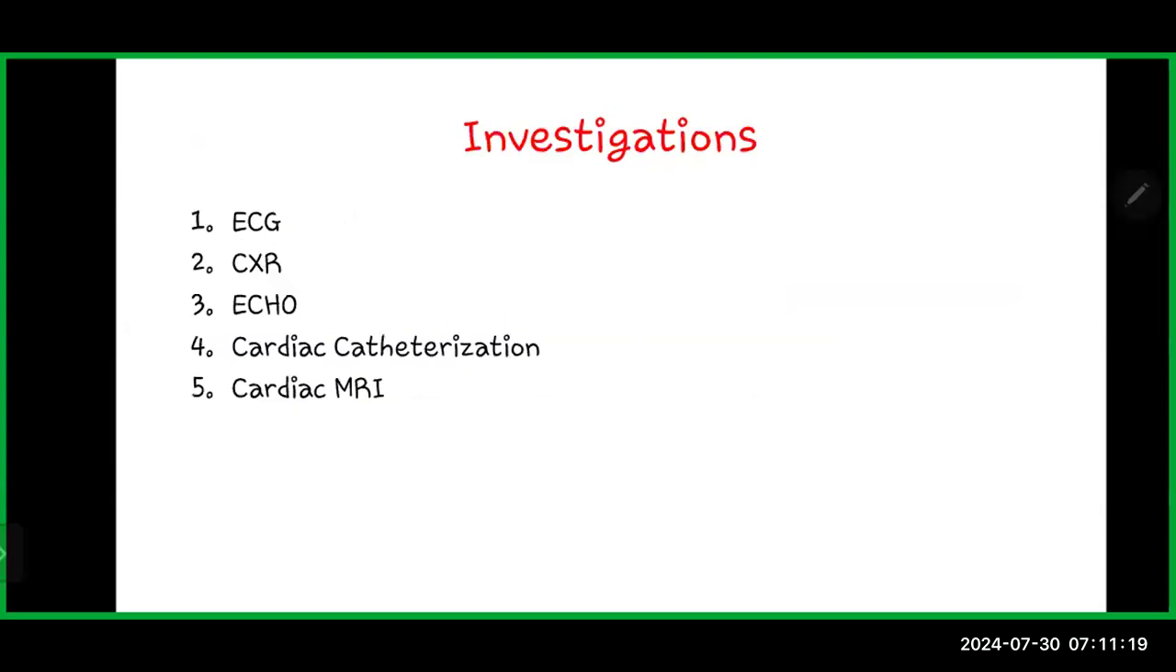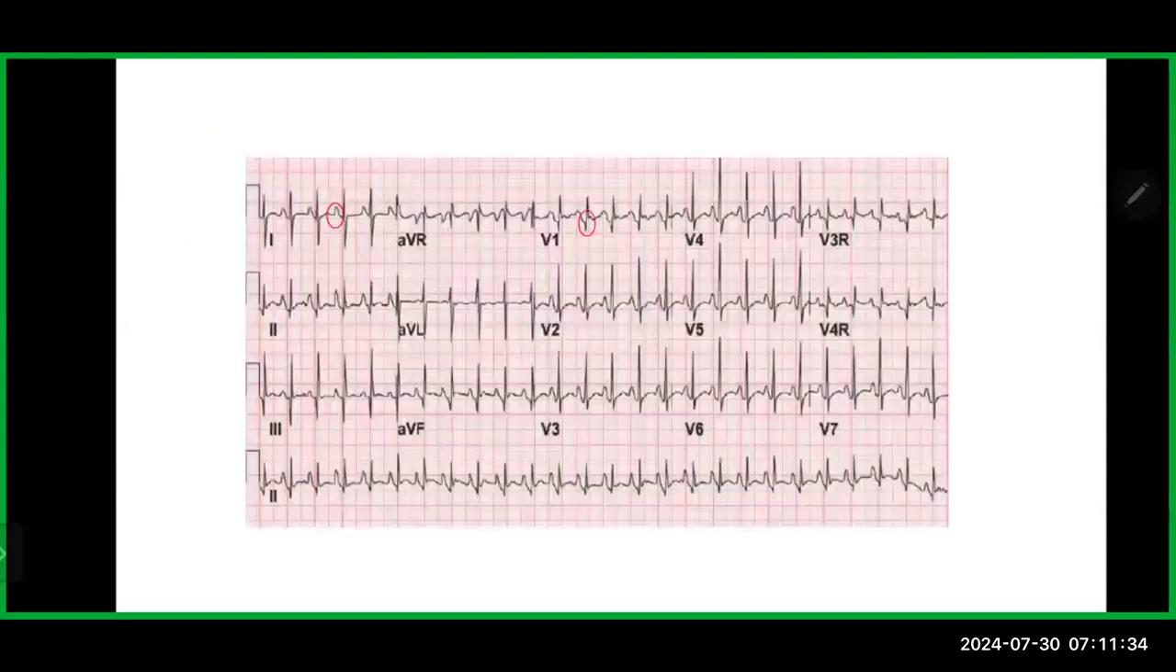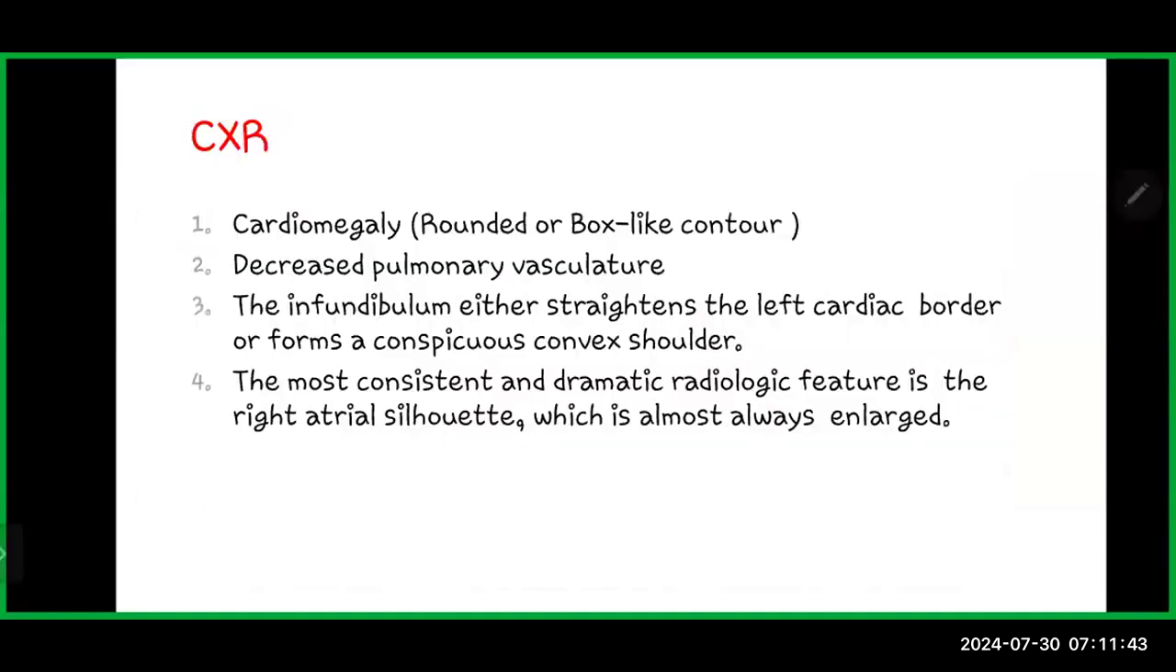For investigations, in ECG, we can see a tall P wave and prolonged PR interval. We can have features of right bundle branch block, supraventricular tachycardias, and Wolff-Parkinson-White syndrome. Here you can see the giant tall P waves in lead 1. We can also see a bundle branch block in this image.